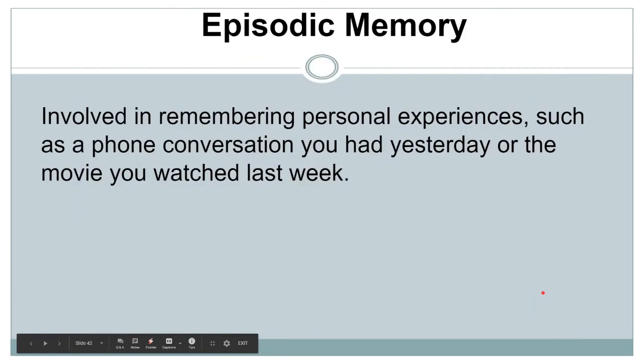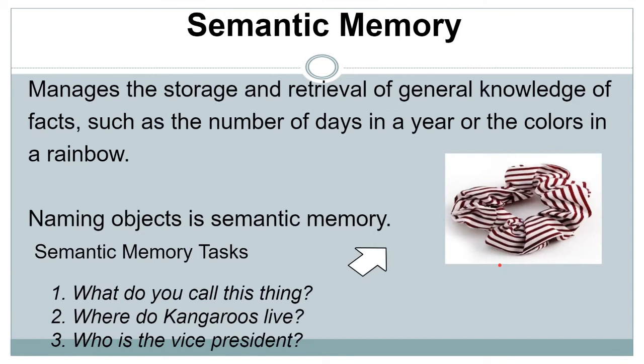So episodic is involved in remembering personal experiences, such as a phone conversation you had yesterday or a movie that you watched. Semantic is going to be remembering specific little details, number of days in a year, color of the rainbow, things of that nature. So some examples of semantic memory would be, what would you call this image right here? What is this thing in the picture called? Where kangaroos live? Who is the vice president? All of those are just simple, straightforward facts, and that is stored in your semantic memory.